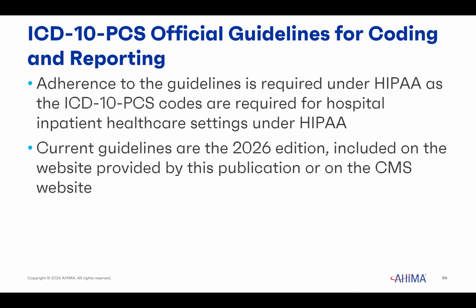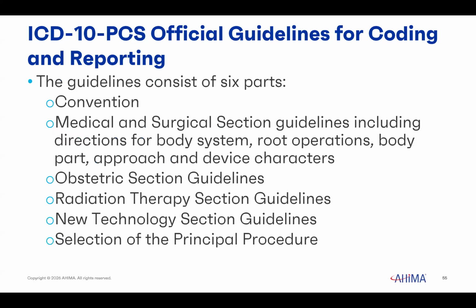Adherence to the guidelines is required under HIPAA, as these codes are required for hospital and patient healthcare settings under HIPAA. Current guidelines are the 2026 edition, and these are updated yearly. They're included on the website, and you can also pull them off the CMS or the NCHS websites as well. The guidelines consist of 6 parts, including the conventions, the medical surgical section guidelines, obstetric section guidelines, radiation therapy section guidelines, new technology section guidelines, and selection of principal procedures.